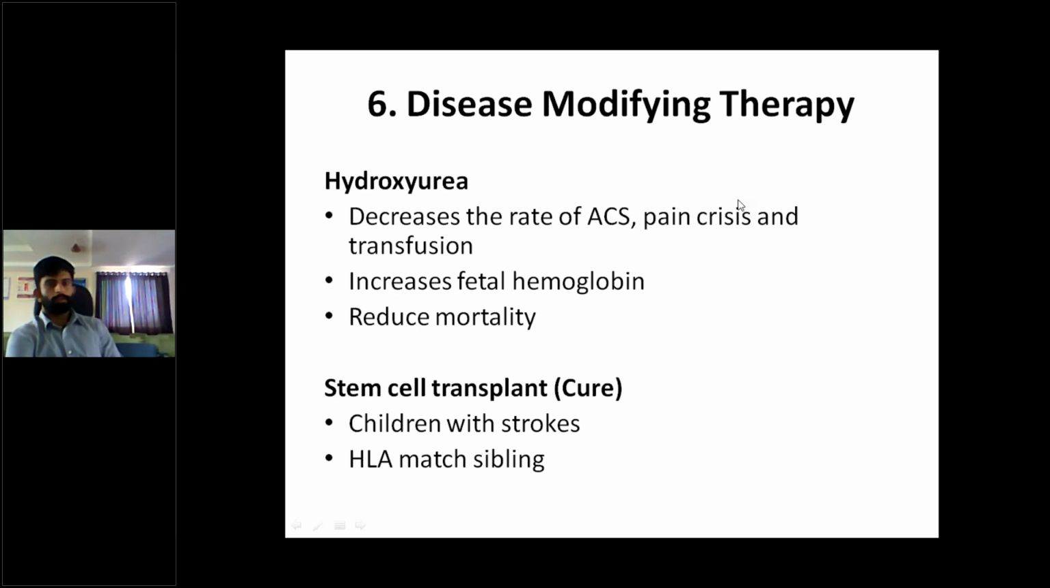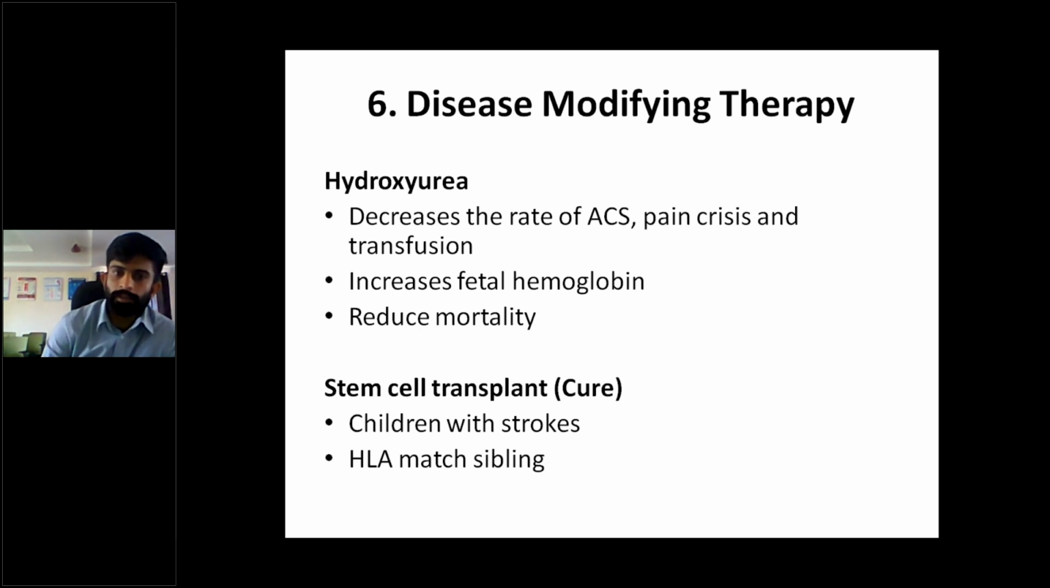The sixth one is disease modifying therapy. Hydroxyurea is a drug that has been used for the last few years for treatment of sickle cell anemia. It's mostly used because it decreases the rate of acute chest syndrome, sickle cell crisis causing pain, and transfusion. So, in a patient with sickle cell disease who requires more than 6 hospitalizations per year due to pain crisis, we need to start the patient on hydroxyurea.